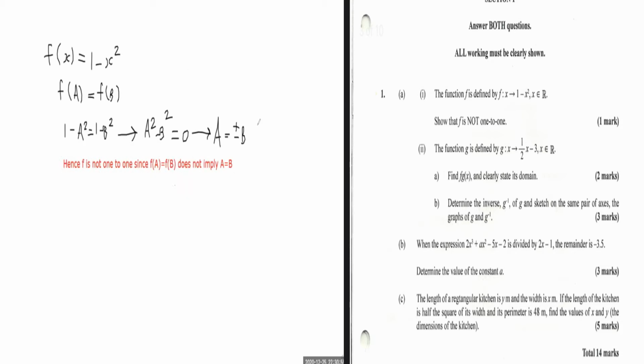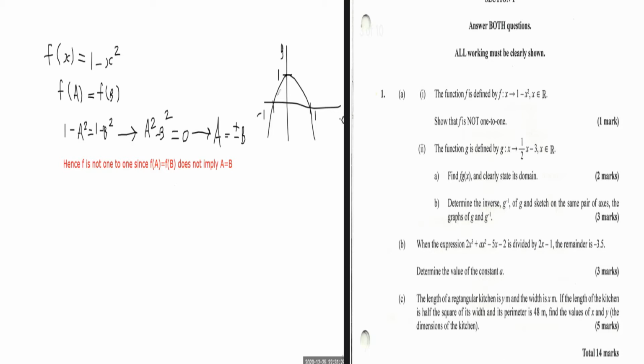Another way I could show that it is not 1 to 1 is you could draw a sketch of it. f of x is 1 minus x squared, so that frowns and it cuts the y-axis at 1. So it looks something like this. It cuts the y-axis at 1, and cuts the x-axis at 1 and negative 1.